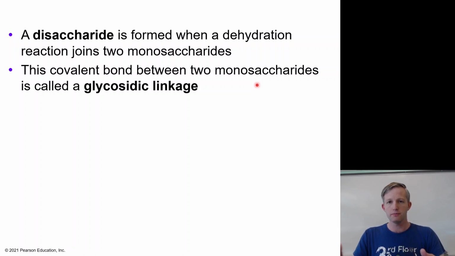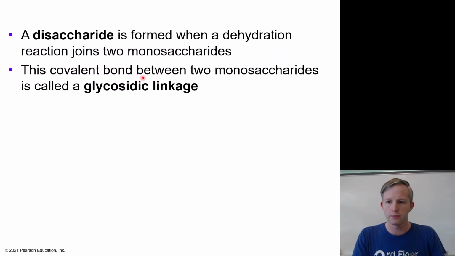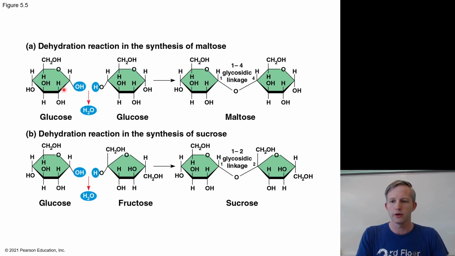The bond between monosaccharides is called a glycosidic linkage. I bring that up, and I'd like to hold you accountable for that, just because we already know the peptide bond is the bond between amino acids. So this is the same thing, just for carbohydrates. So I think that's a valuable thing to be aware of and to recognize as we look at different molecules.